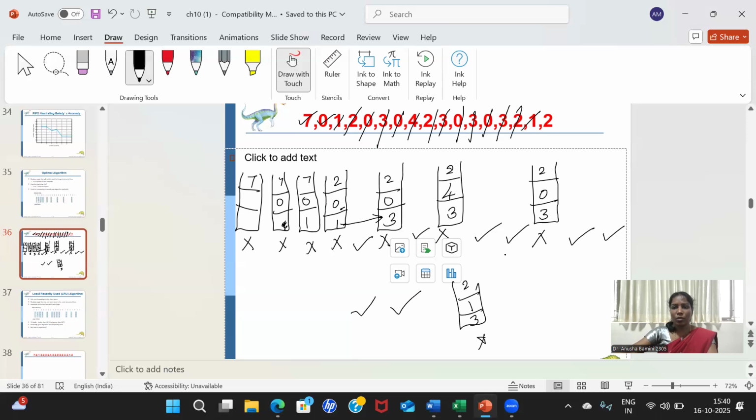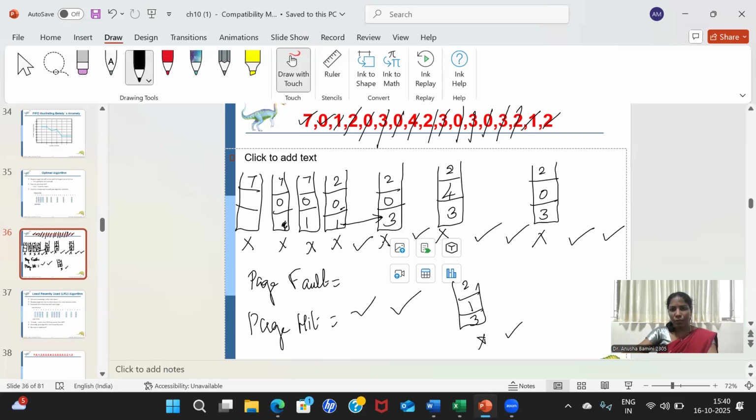Okay, so this is over. Next 2 is available, so it is a page hit. Okay, this is the answer for the optimal algorithm. Now you count how many page faults as well as page hits occur.